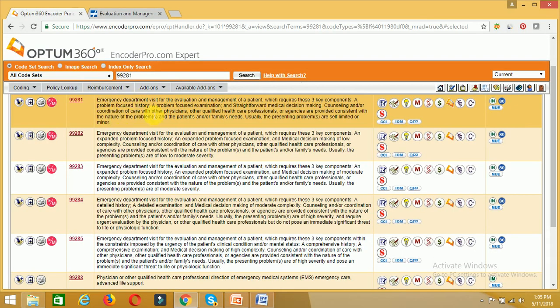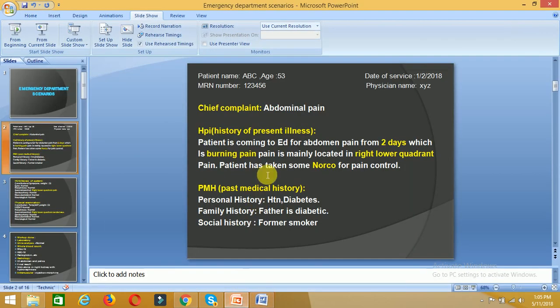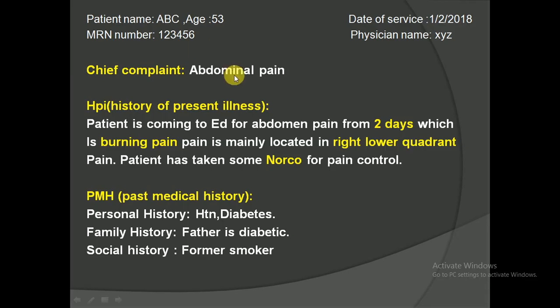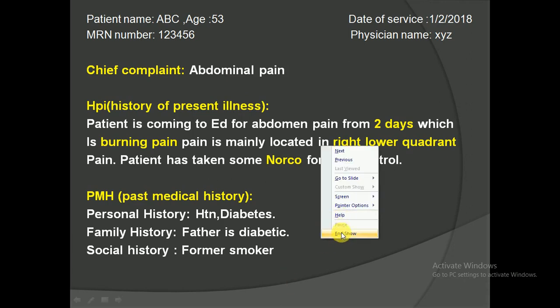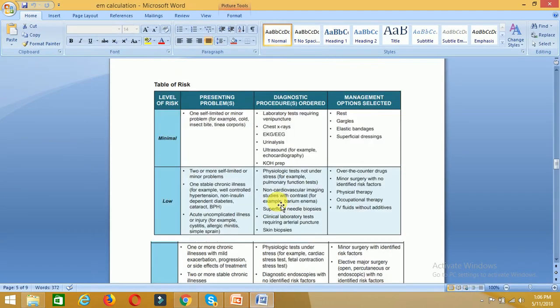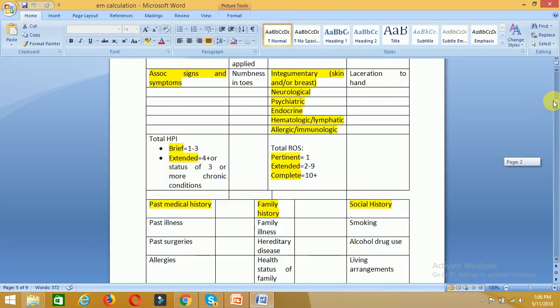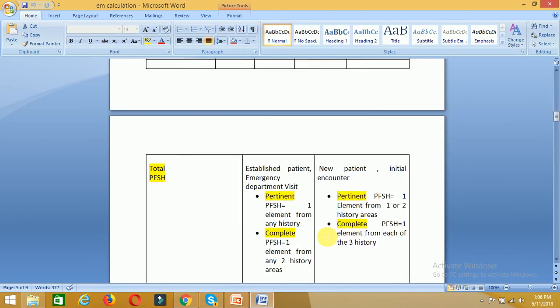Okay, these are the CPTs 99281, 282, 283, 284, 285. So according to the report, whatever elements and components we are getting, we will give the ENM level. Okay, here in this we have the chief complaint. Yes, I have the chief complaint. That means we'll go to the table. Yes, here is the table to calculate the ENM level.